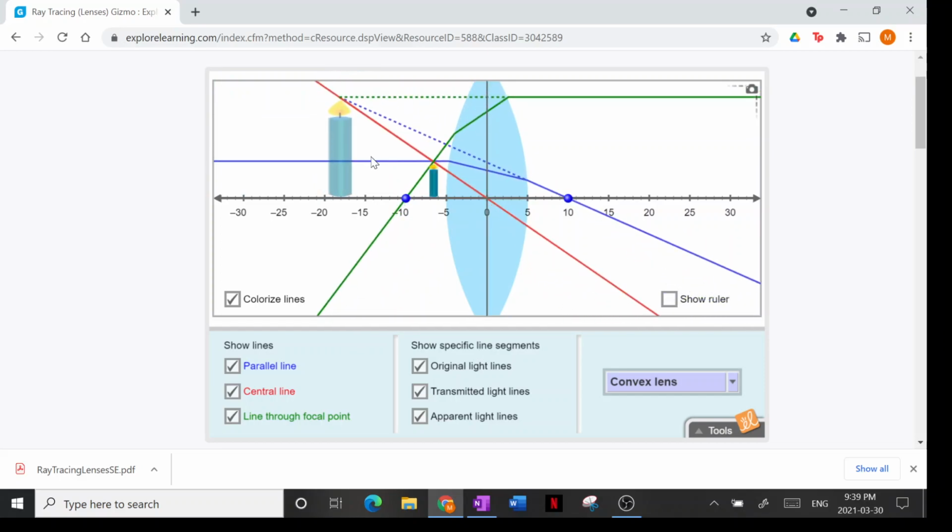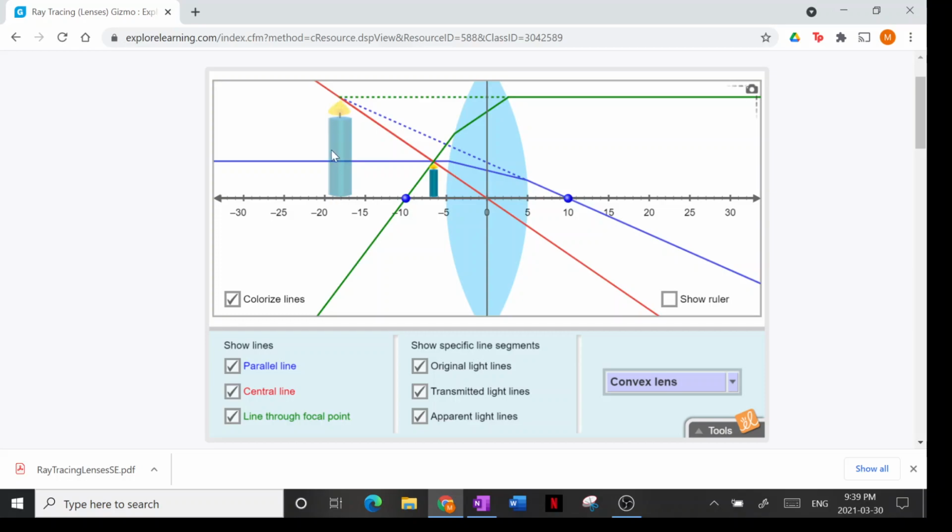Oh, there it is. Okay, there's our virtual image. So what happens is, if the image is on the same side as the object, it's kind of the opposite of mirrors, right? If it's on the same side as the object with mirrors, it was real, but now it's virtual. That's actually a virtual image.